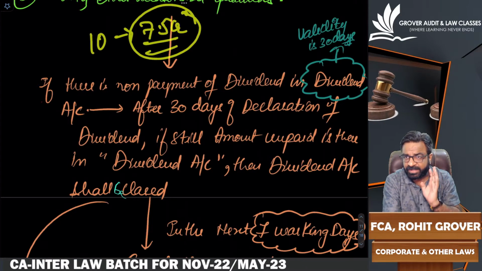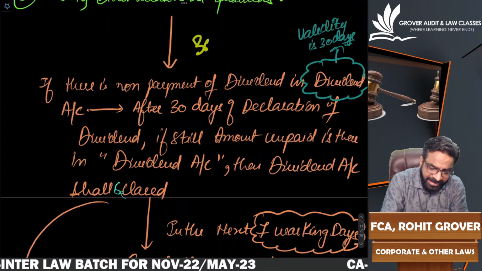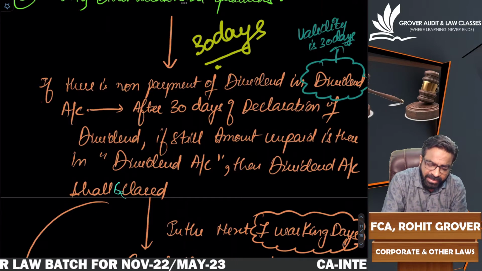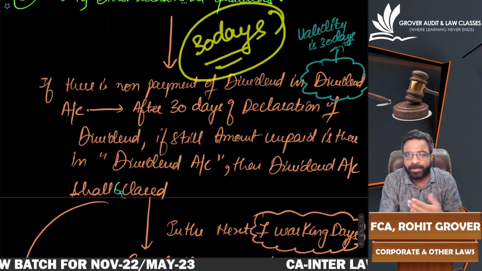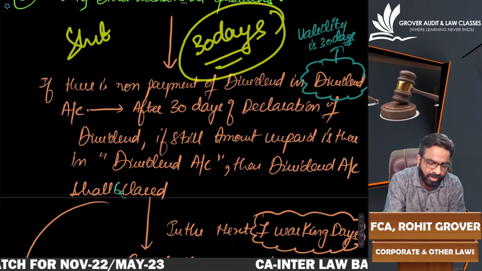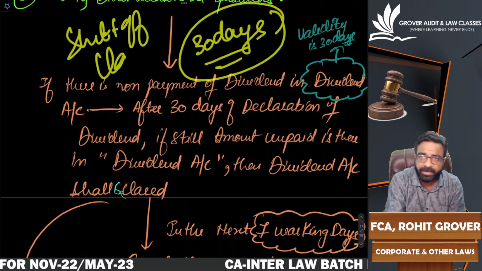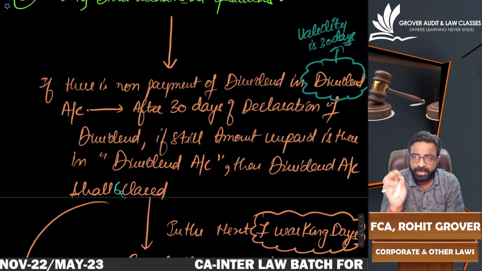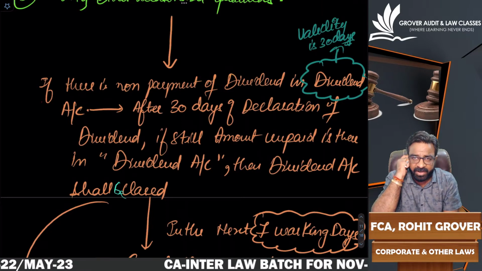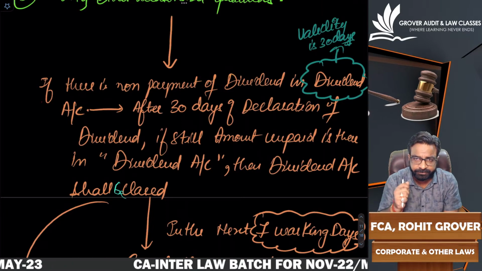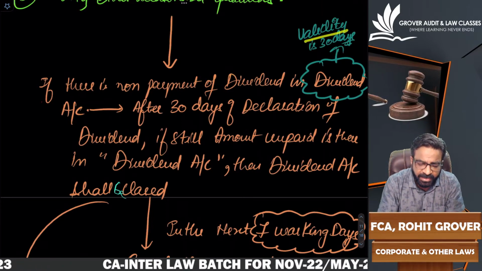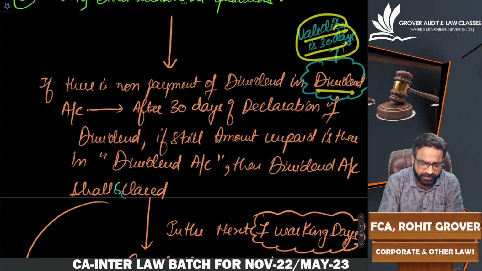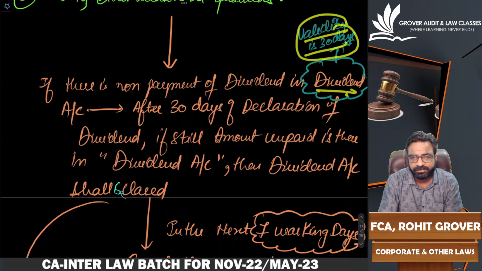Listen to this point very carefully. Once the 30 days are over, you can't keep the dividend account open. You have to shut down or close the dividend account. Am I correct? Yes, sir. So tell me, after 30 days, is the dividend account required or not required? Not required. So can I say that indirectly the validity of the dividend account is how many days? 30 days.